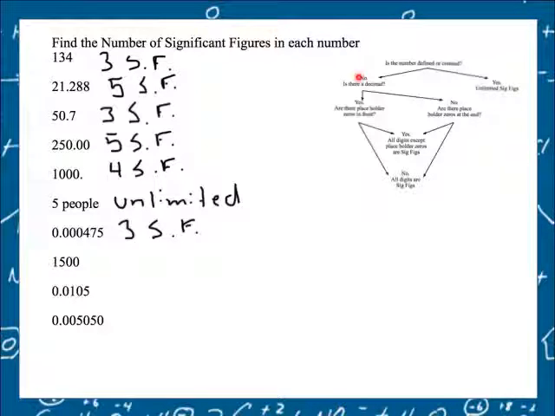1,500. Is there a decimal place? No. Are there placeholder zeros at the end? Yes. So when there's no decimal, we're looking for any zeros that come at the end of the number. And so we count all the digits except the placeholder zeros. So this one is 2 sig figs.